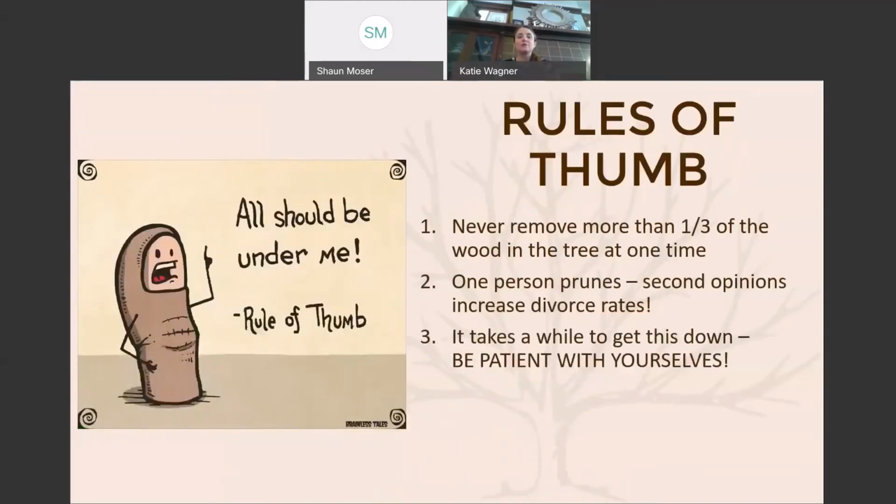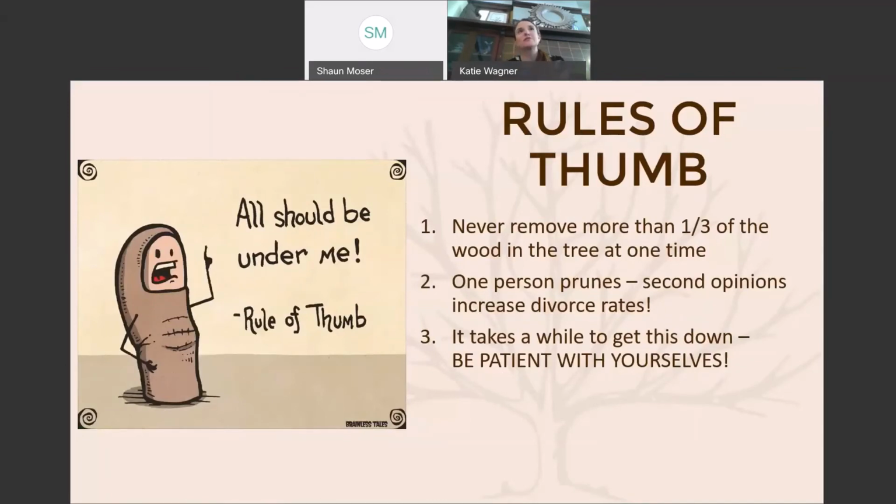Okay, so you never want to remove more than 1/3 of the wood in the tree at one time. I like how Sheridan says this: one person prunes, second opinions increase divorce rates. She's kind of funny. She and her husband both really like to prune fruit trees, and so she has certain trees that are her trees and her husband has certain trees that are his trees, and they just don't comment on each other's trees.